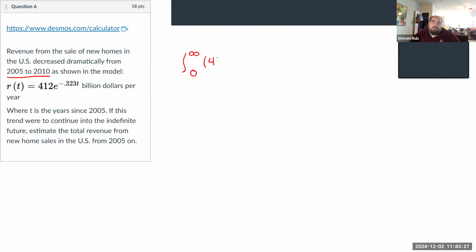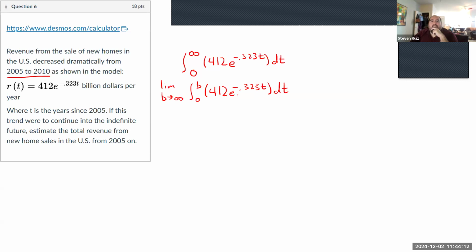And I'm going to assume that the rate of change of the revenue from the sale of new homes fits this model forever. If it does that, let's see what happens. When I'm dealing with an improper integral and one of the limits is infinity, I need to set up a limit. So the limit as b goes to infinity of the integral from 0 to b of 412 times e to the negative 0.323t with respect to t.